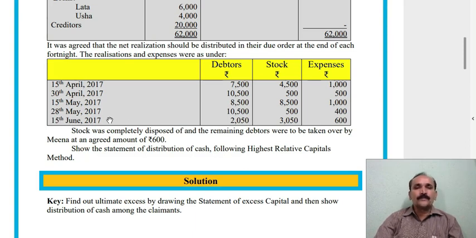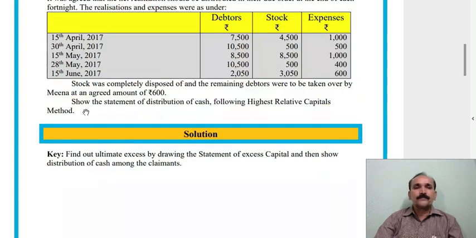15th June 2017: debtors realized 2,050, stock realized 3,050, expenses 600. Stock was completely disposed of and remaining debtors were to be taken over by Meena at an agreed amount of rupees 600. Show the statement of distribution of cash following the highest relative capitals method, or it is called the excess capital method.